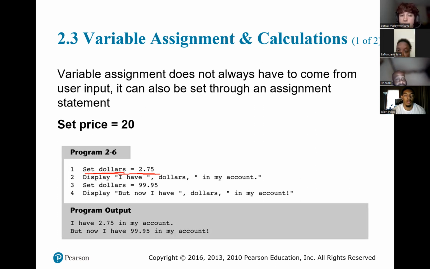And then we're going to display I have whatever is stored in the variable dollars, in this case it's 275, in my account. As you can see here, this is the sentence: I have 275 in my account. And then we are also setting dollars after that. We're setting dollars to 99.95 and we're printing display, but now I have whatever is stored in dollars, which is 99.95, in my account. And you can see it right here, that sentence that we just coded.